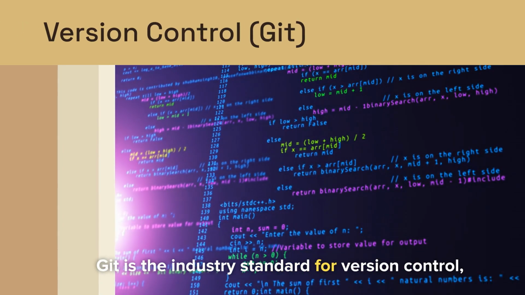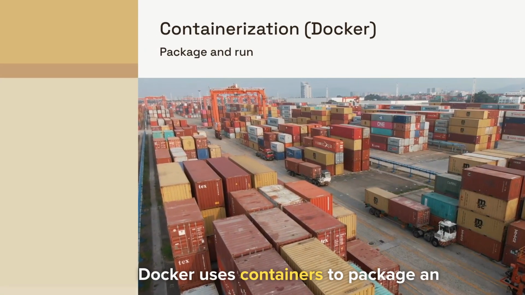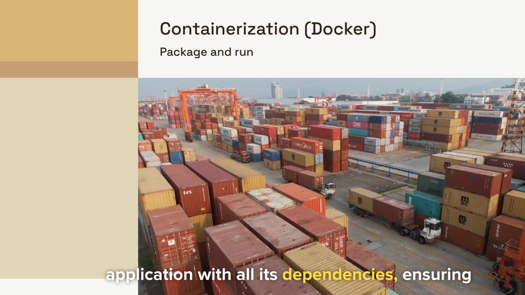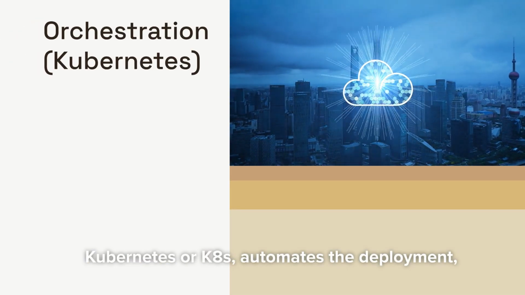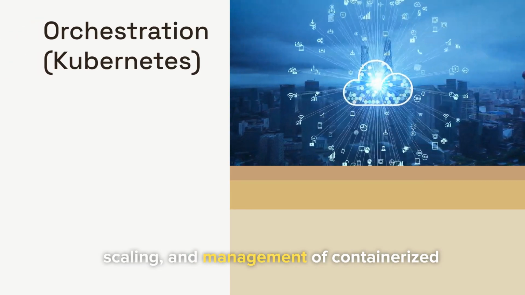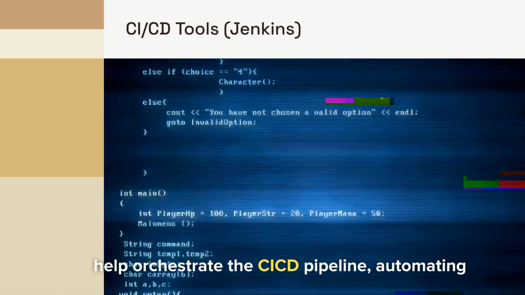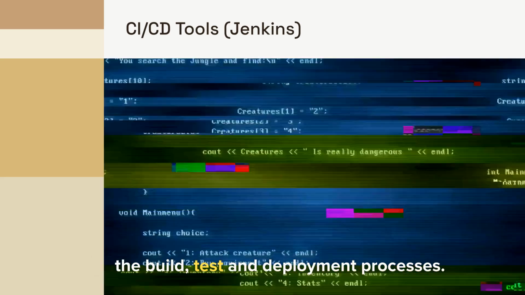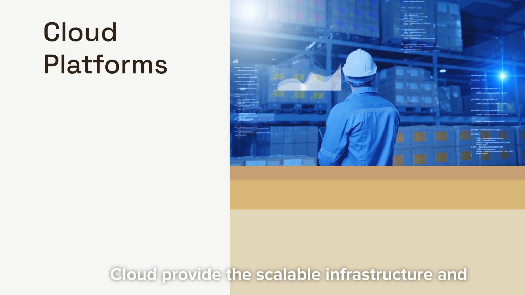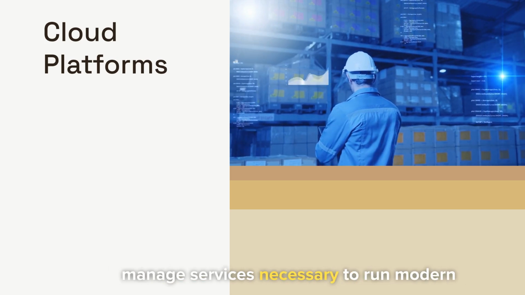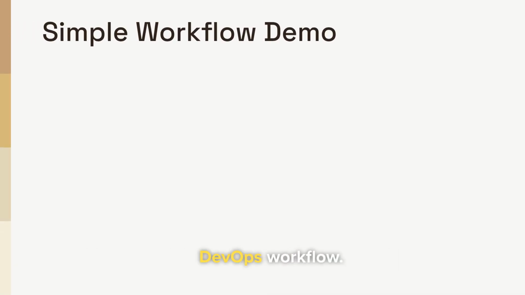Git is the industry standard for version control, allowing teams to track and manage code changes effectively. Docker uses containers to package an application with all its dependencies, ensuring it runs reliably across different computing environments. Kubernetes, or K8s, automates the deployment, scaling, and management of containerized applications. Tools like Jenkins are automation servers that help orchestrate the CI/CD pipeline, automating the build, test, and deployment processes. Cloud platforms like AWS, Azure, and Google Cloud provide the scalable infrastructure and managed services necessary to run modern DevOps pipelines.